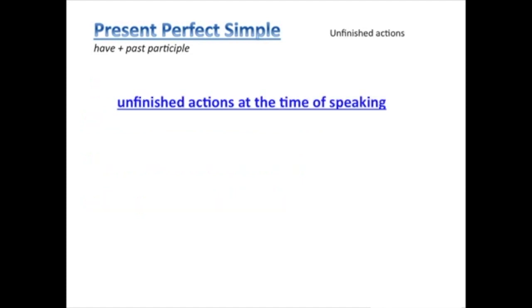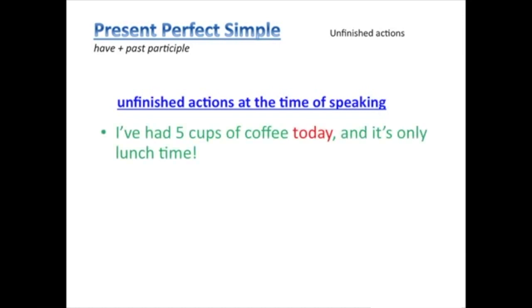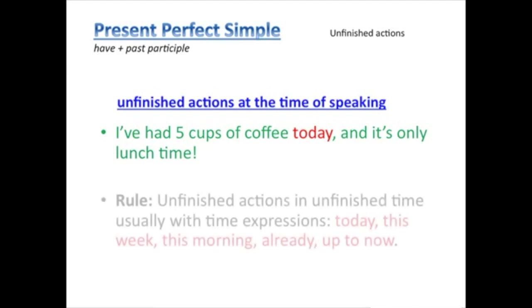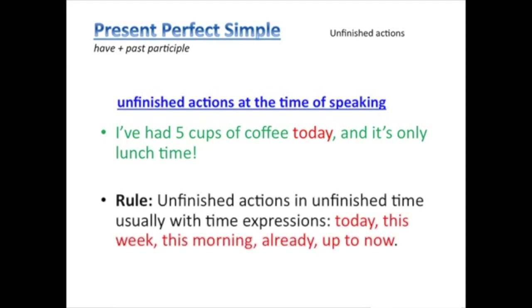Present perfect simple is used for unfinished actions at the time of speaking. I've had 5 cups of coffee today and it's only lunchtime. The rule here is that it's an unfinished action in unfinished time, usually with time expressions like today, this week, this morning, already, up till now. I may have another cup of coffee later.